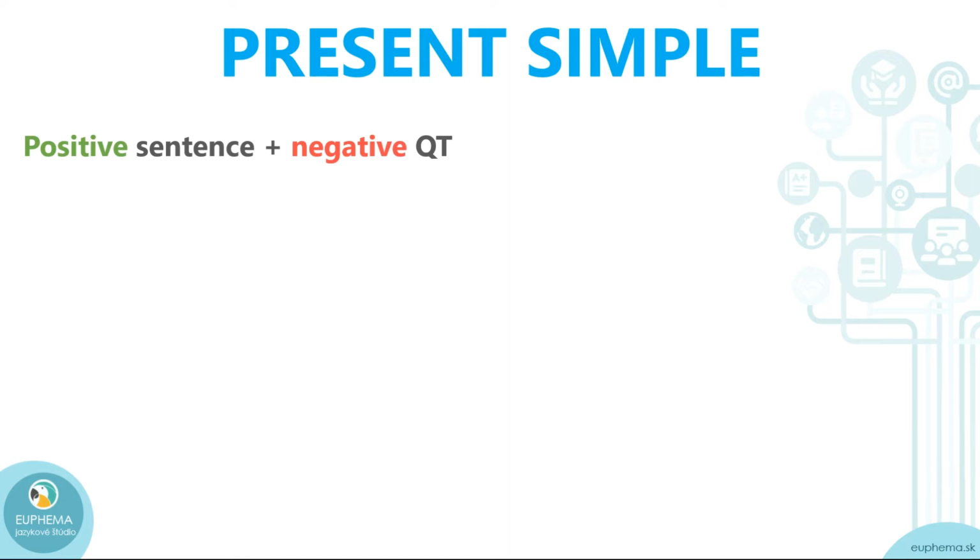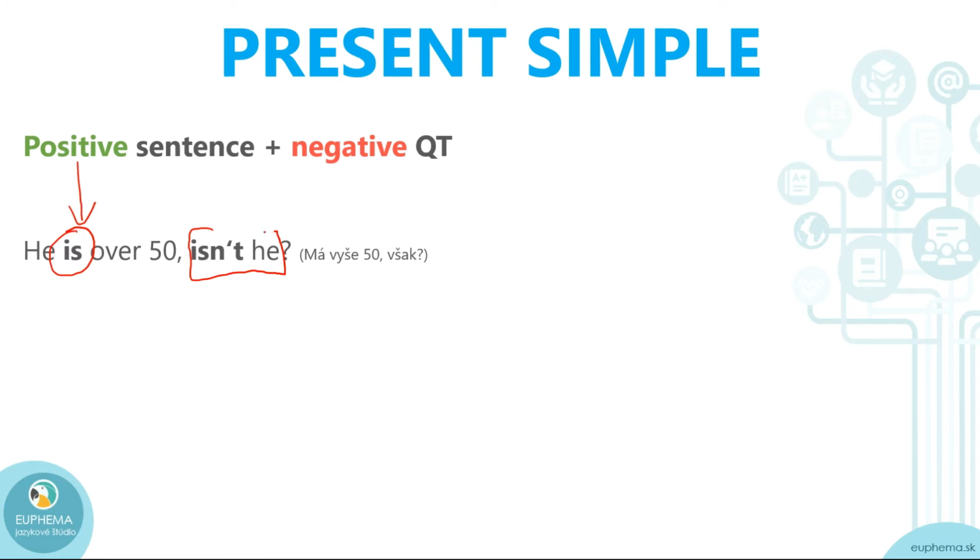And on the other hand, if you start with a negative sentence, you have to add a positive question tag. Okay, so let's start with a positive sentence plus negative question tag. "He's over 50, isn't he?" All right, so we've got the verb be here in the third person. He is over 50. This is positive, okay? So he's over 50. And here we have the question tag, isn't he?